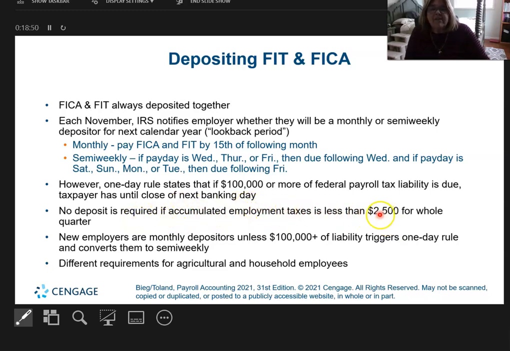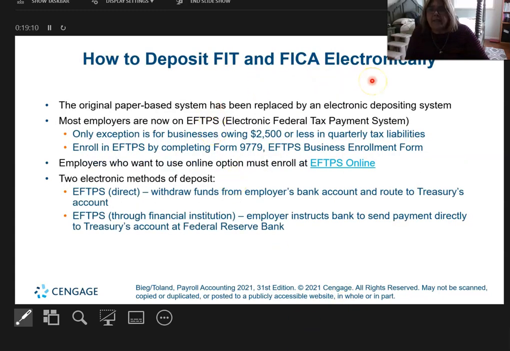But what happens is if it's over $2,500 up to a certain amount, it's usually paid quarterly or monthly, depending on the amount. Okay, so there's different rules for the amounts of money, but the federal income tax and the FICA, Social Security, Medicare are put in together. And everything is done electronically now. And it's the only way it's accepted. It used to be that you could actually take a check down to your bank and pay it, but that was the paper-based system, so now it's all done electronically.